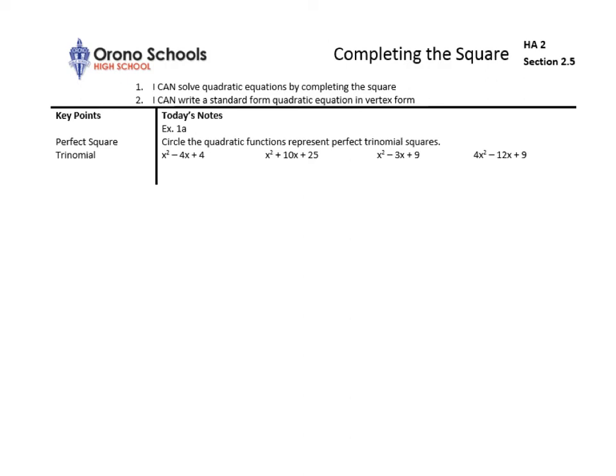Continuing on with section 2.5, in class we talked about looking at trinomials and determining whether or not they were perfect square trinomials. What we'll do now to convert from standard form to vertex form is take any polynomial and make it a perfect square using what's called completing the square as our process.